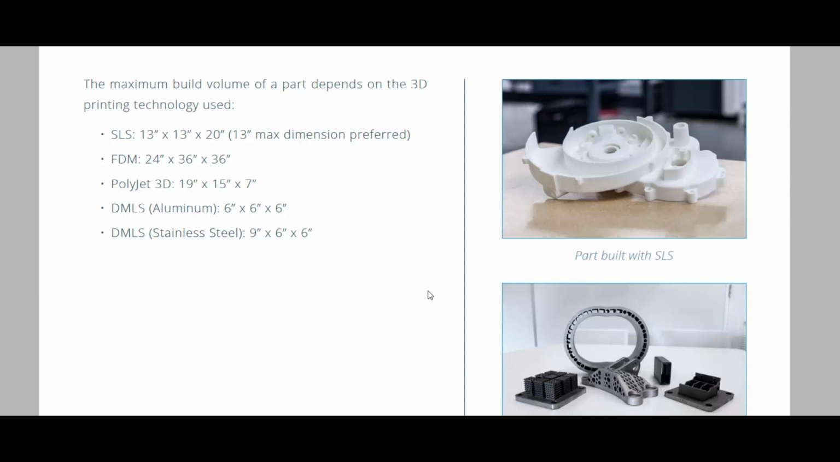For DMLS parts, we recommend using about 1/4 of the platform to get a better economy of scale if you're building multiple parts. So that 2 to 3 inch range works really well. If you're building parts in sequence, then you can build parts up to 6 inches on the platform.